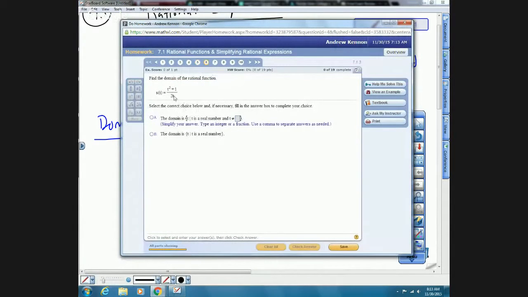On this one, what number can I not have in the denominator here? 0, right? 2 times 0 would be 0. So the only number I can't have in there is t cannot equal 0.